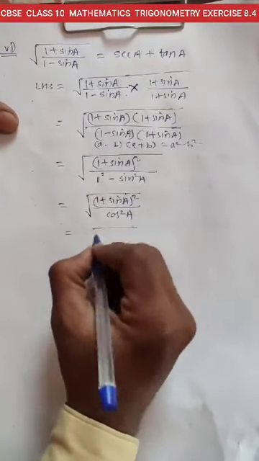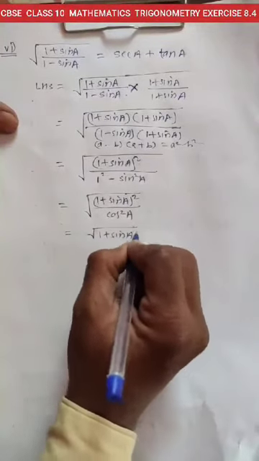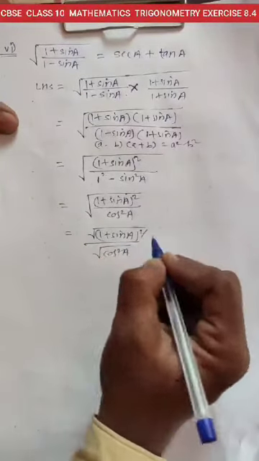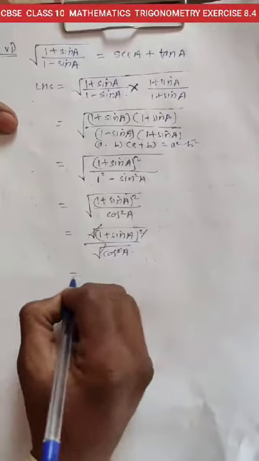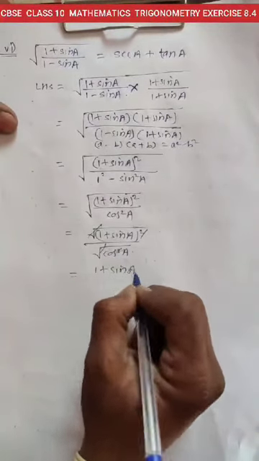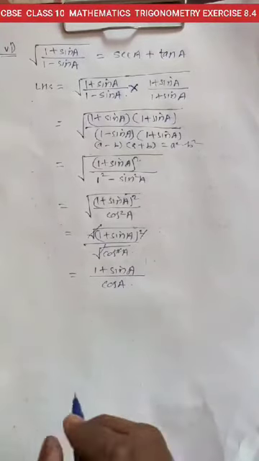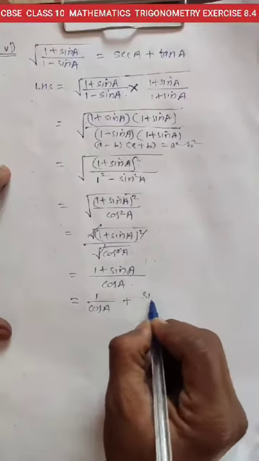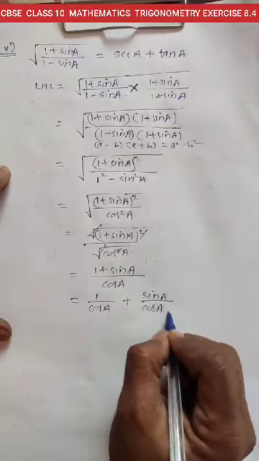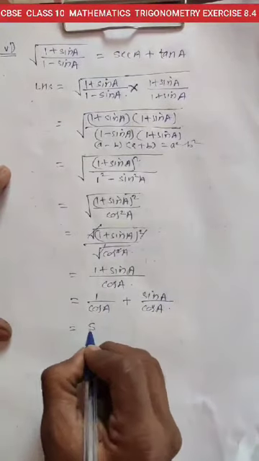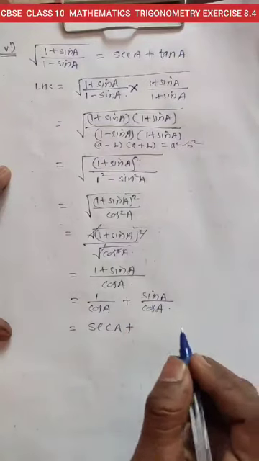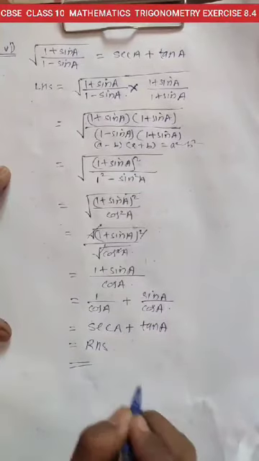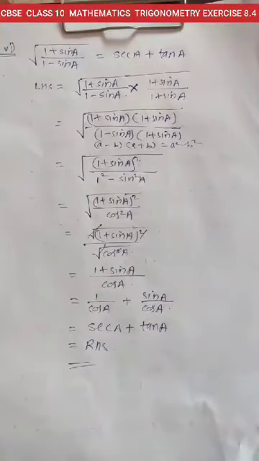In the next part, simply separate the root: under root of (1 plus sin A) whole square divided by under root of cos square A. So square and square root get cancelled, and the remaining part is (1 plus sin A) upon cos A. Simply separate the terms: 1 upon cos A plus sin A upon cos A. According to the basic ratios, 1 upon cos A represents sec A, and sin A upon cos A represents tan A. This will be the right hand side. So this is our answer of question number 6.